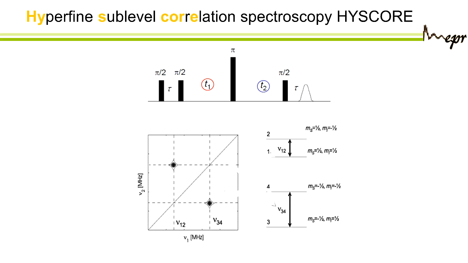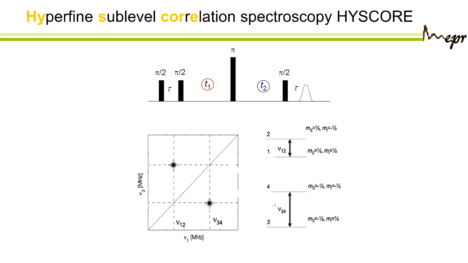So now we are looking at the HYSCORE experiment, which is a 2D version of the ESEEM experiments we talked about before. The abbreviation is Hyperfine Sublevel Correlation Spectroscopy. The pulse sequence is very similar to the 3-pulse ESEEM. However, in the middle, between the last two pi/2 pulses, there is a pi pulse that has been introduced. So what does this experiment give us?